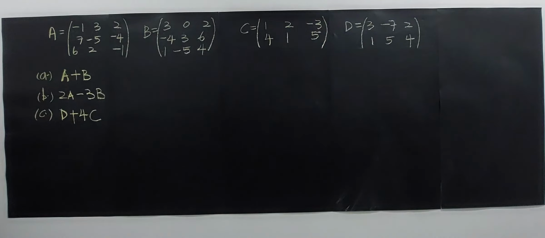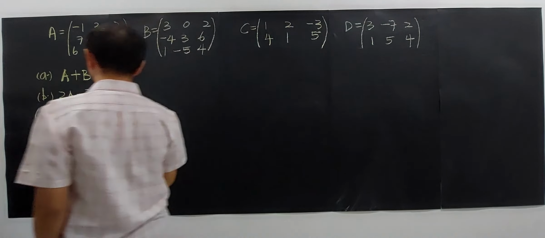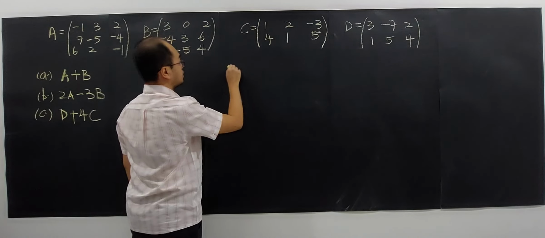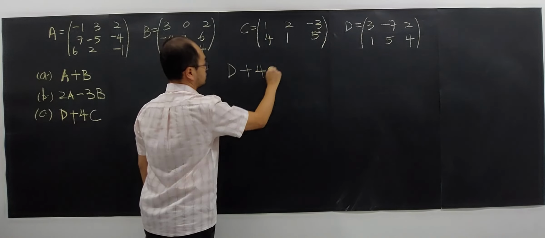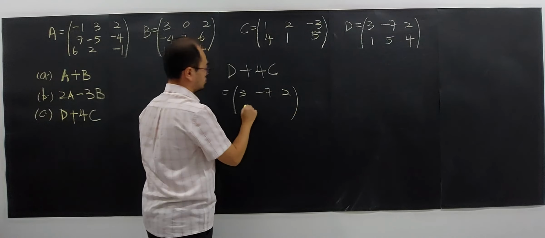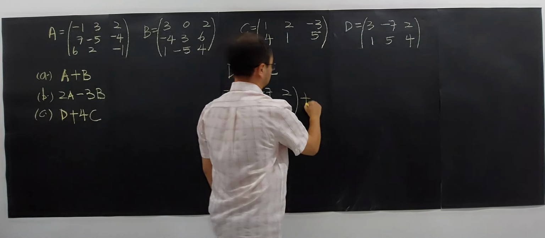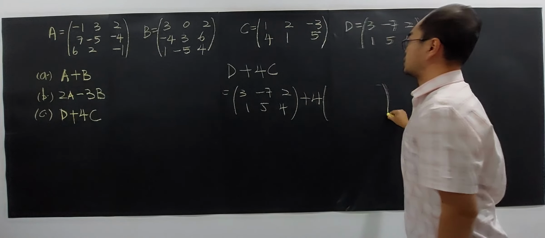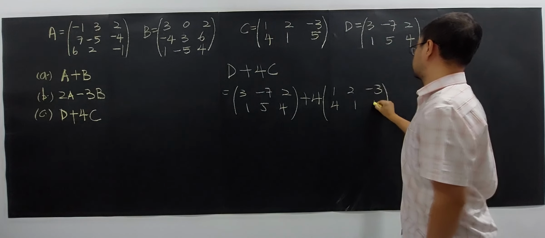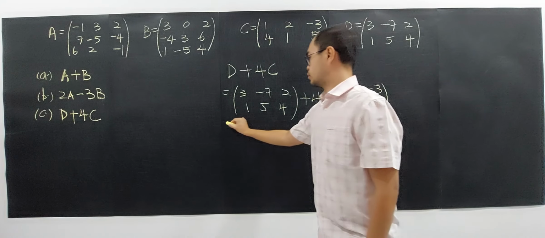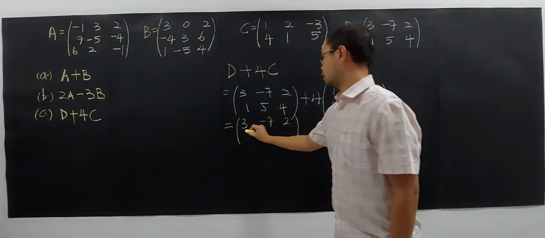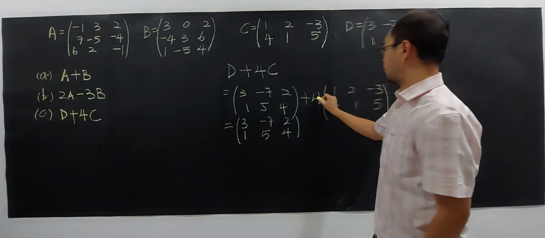Let's complete question C. D plus 4C, these two can be added because they also have the same order. So D plus 4 times C. D is 3, -7, 2, 1, 5, 4, plus 4 times matrix C, which is 1, 2, -3, 4, 1, 5. First, you have to complete the scalar multiplication. This is called the scalar multiplication.